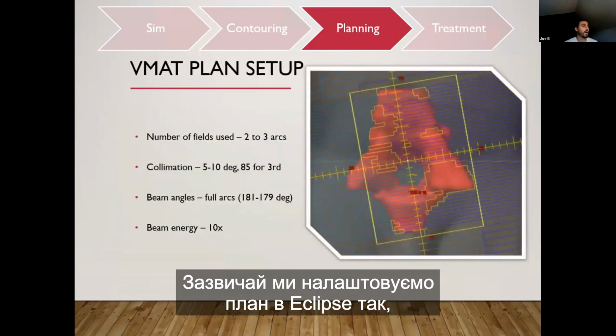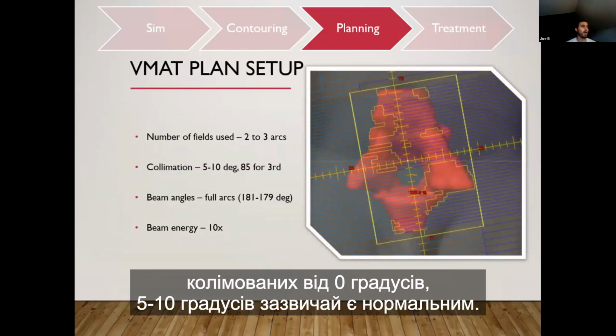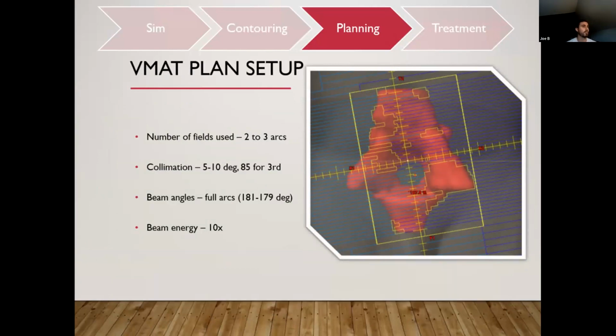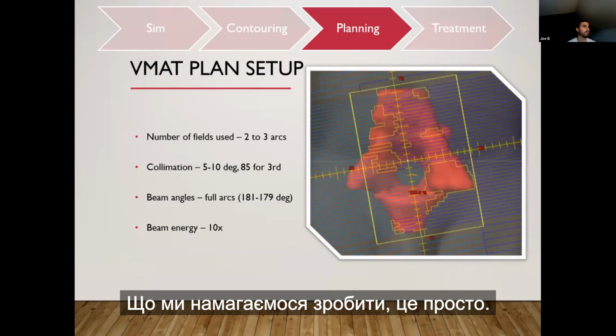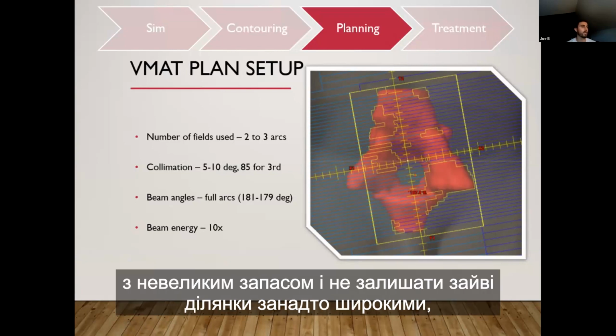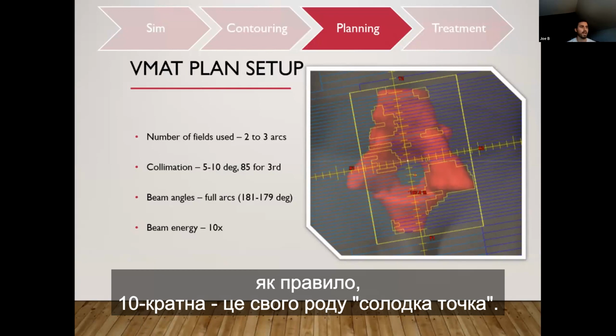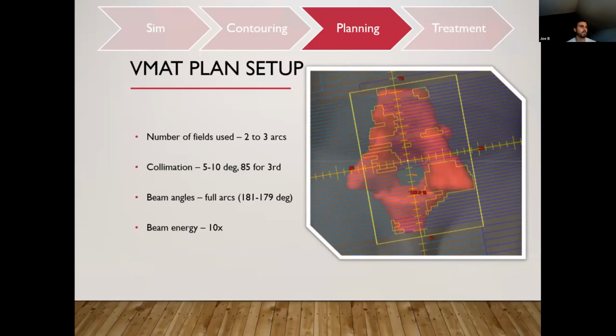So the way we like to set up the plan in Eclipse is usually you can get away with setting up 2 to 3 full arcs, collimated off of 0 degrees, 5 to 10 degrees is usually okay. What we're trying to do is just cover the PTVs that are approved by the physician with a little bit of margin, and not leaving the X-jaws too wide to minimize leakage. And the beam energy we're using for these plans is typically 10x, which is kind of a sweet spot.